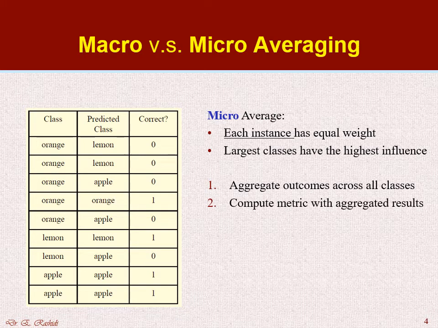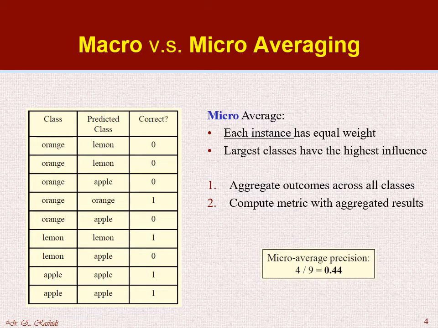So we're just going to compute the metric with the aggregated results. We're going to do it here for precision, but you can actually do it for other metrics as well. So the micro-averaging precision score would be 4 correct predictions divided by the total number of instances, which is 9. So that's 4 divided by 9, which is 44%. So the micro-average precision for this multi-class classification problem is 44%.